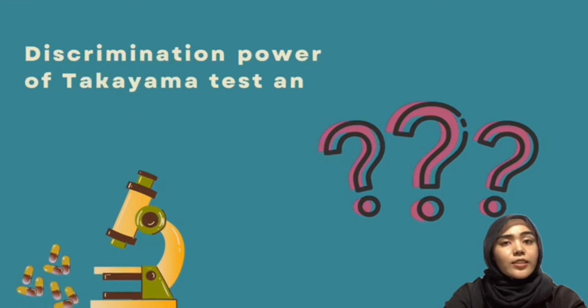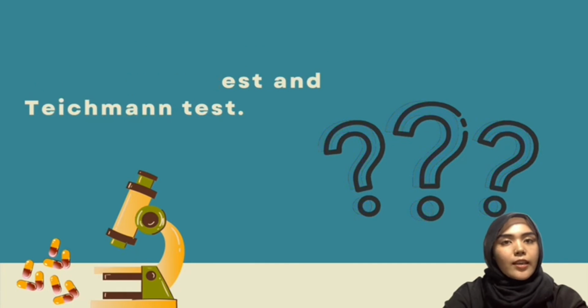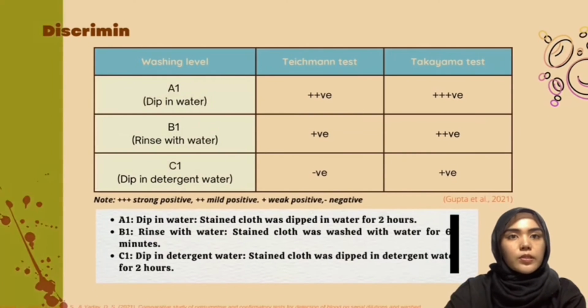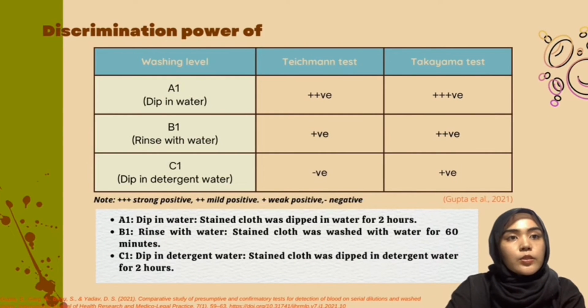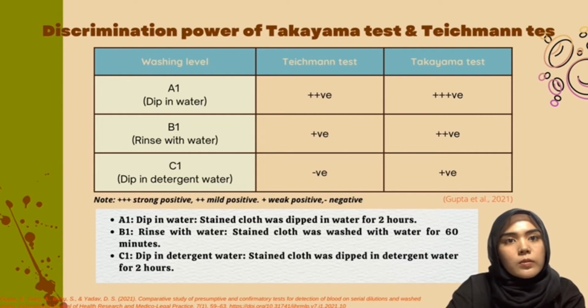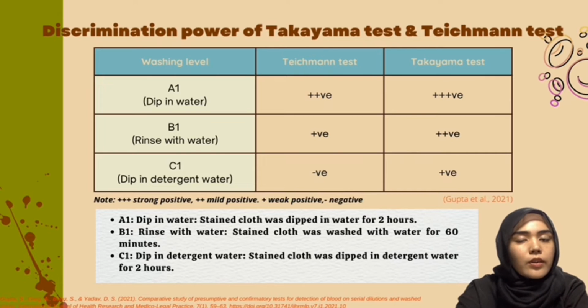Next is the discrimination power of the Takayama test and the attachment test. Among the confirmatory tests, the Takayama test is more promising than the attachment test, and it has been proven by researchers from the Department of DNA or Biology Division, Center for Forensic Science in India. The researchers and scientists at this department conducted a study to identify the most sensitive confirmatory test of blood between the Takayama test and the attachment test.